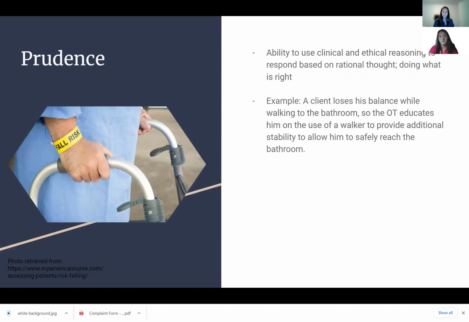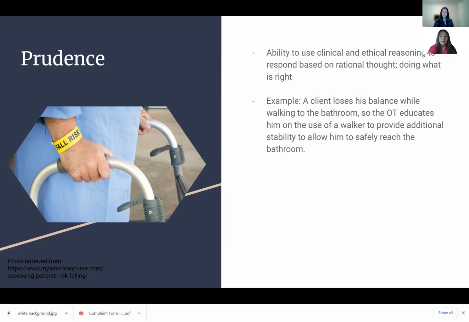And then the last core value is prudence. This is the ability to use clinical and ethical reasoning to respond based on rational thought. It's also known as doing what's right. An example is that a client loses his balance when he's walking to the bathroom. So the OT educates him on the use of a walker to provide additional stability to allow him to safely reach the bathroom. So constantly we are thinking about safety, safety, safety.